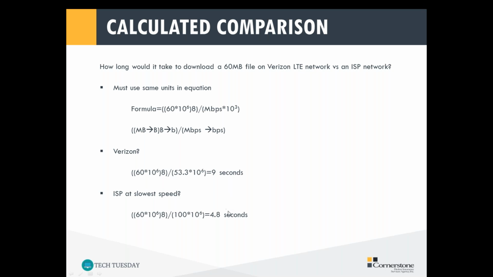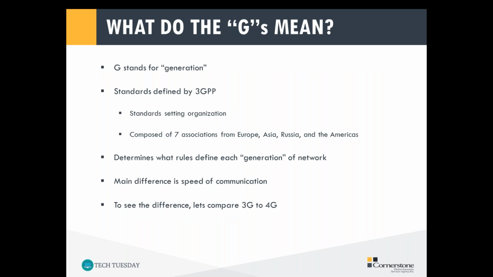Comparing that to an ISP's slowest speed, it would download the same file in 4.8 seconds. So the difference is about 4 seconds approximately, which doesn't sound like a lot, but you'll see why when we get into 5G's comparison. Speaking of G's, that just stands for generation.